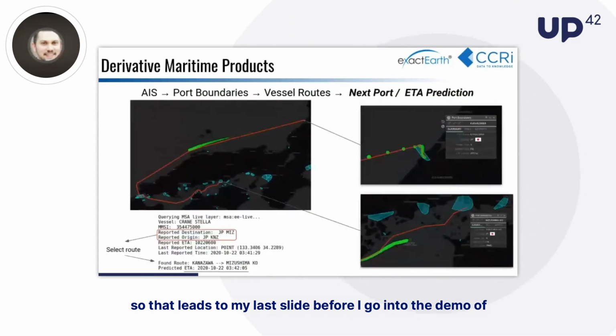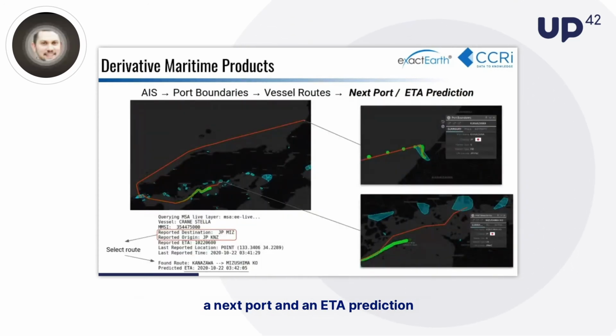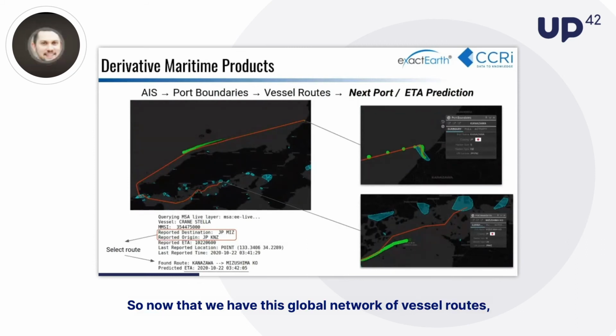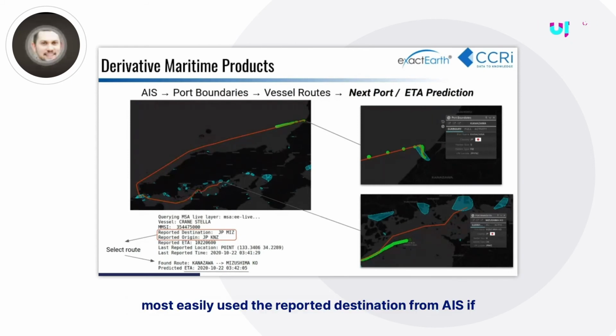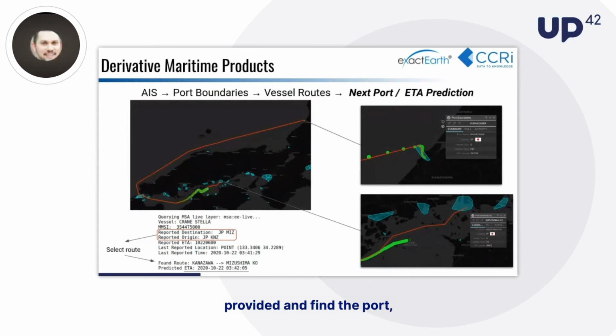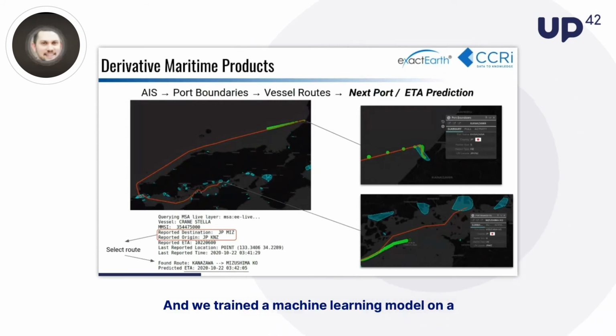So that leads to my last slide before I go into the demo of a next port and an ETA prediction. Now that we have this global network of vessel routes, we could most easily use the reported destination from AIS, if provided, and find the port, find the vessel route. And we trained a machine learning model on a pre-trained model to do ETA prediction.